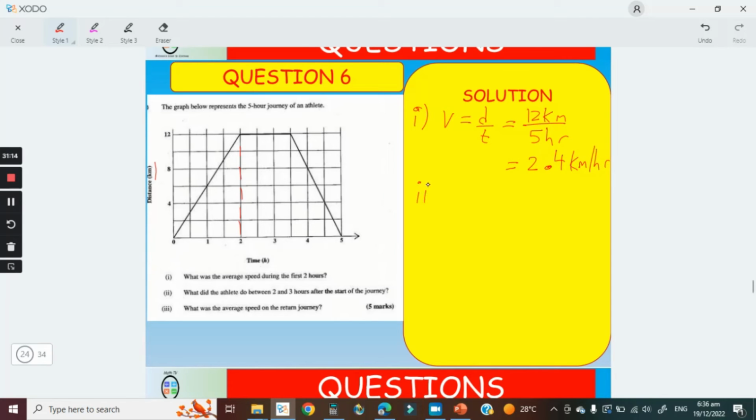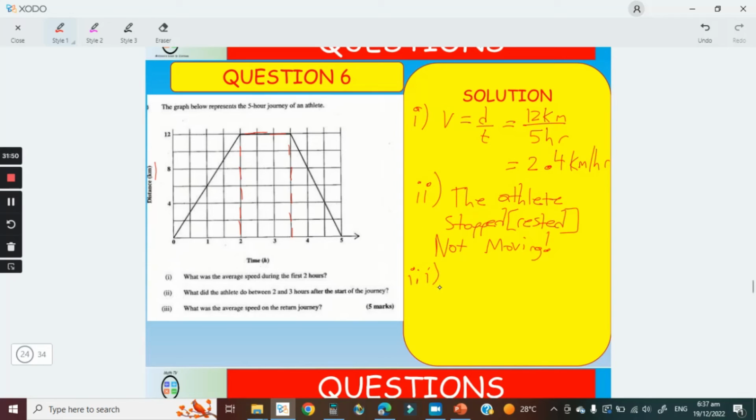Now the second part says, what did the athlete do between 2 to 3 hours? Right here, between 2 to 3 hours, the athlete rested. So the athlete stopped or rested, meaning he was not moving. He was not moving, right? Notice it stays at 12 kilometers. The athlete was not moving.